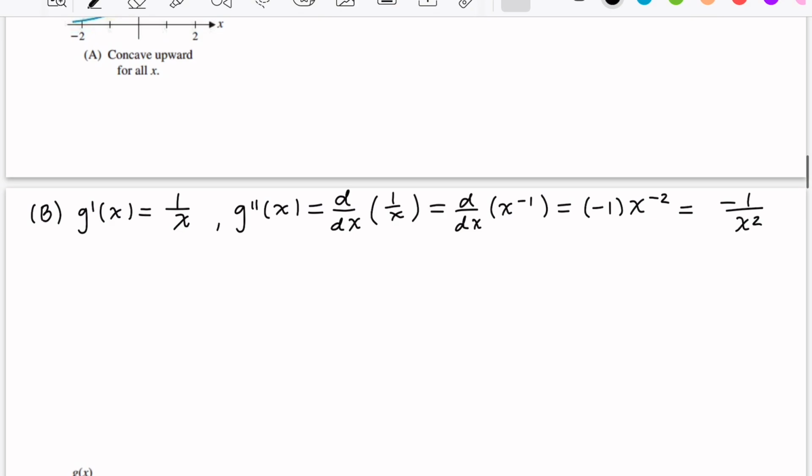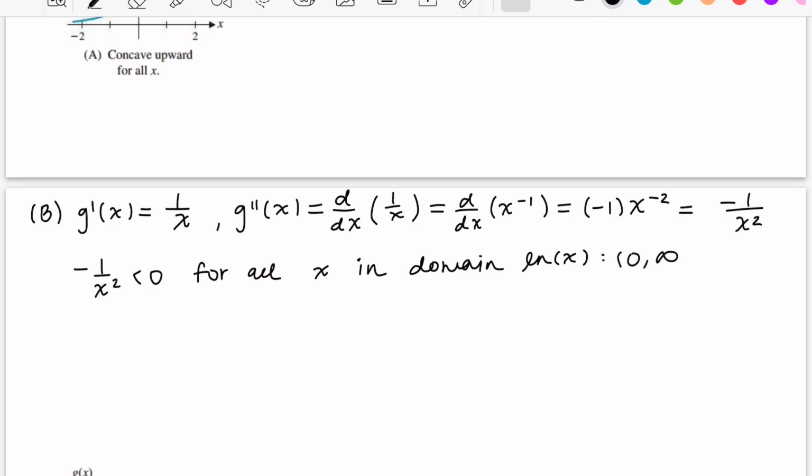All right. So we know that our second derivative is going to be less than 0 for all x in our domain. And we know that our domain of ln x, our natural log, is 0 to infinity. And so for all numbers in our domain, this is always going to be negative because we have this negative out here. So our second derivative is negative, which tells us our first derivative is decreasing, and therefore our function is concave downward.